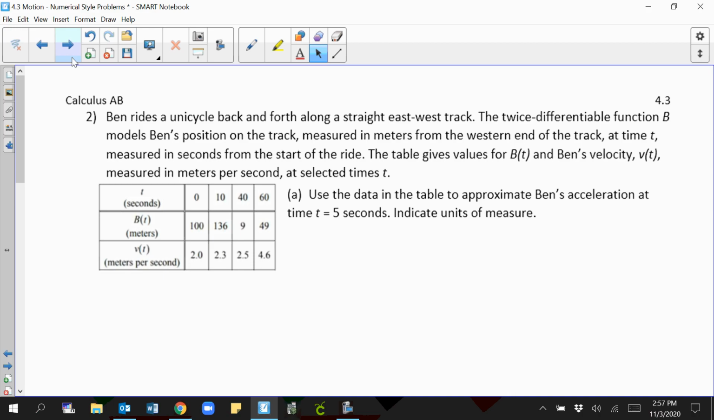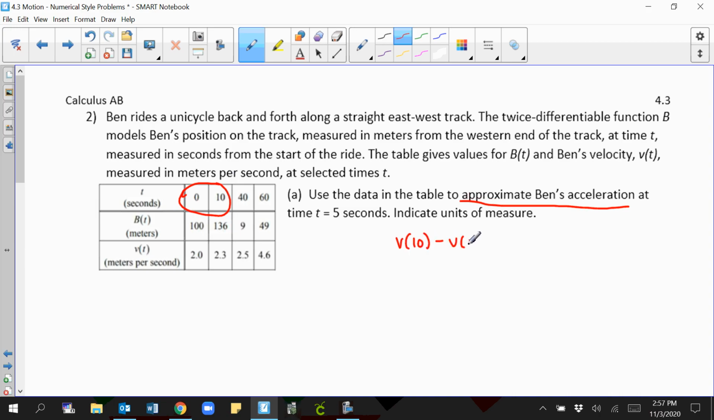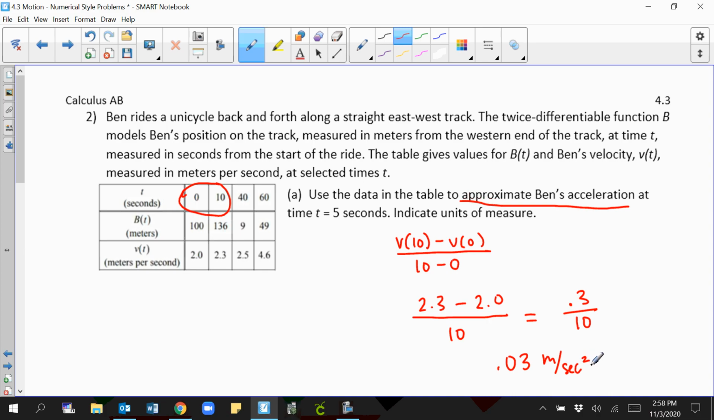So if we're talking about approximating an acceleration, that means that we are going to use our average rate of change here. And we're looking for at the time t is equal to 5, so I'm going to do between 0 and 10 right here. If I'm approximating Ben's acceleration, that means I'm going to be looking at the velocity at 10 minus the velocity at 0 over 10 minus 0. So my velocity at 10 is 2.3 minus my velocity at 0, which is 2.0, over 10 minus 0, which is 10. So I'm looking at 0.3 divided by 10. What that's going to give me is 0.03, and since we're talking about acceleration, it's going to be meters per second squared. So there's our answer for part A.